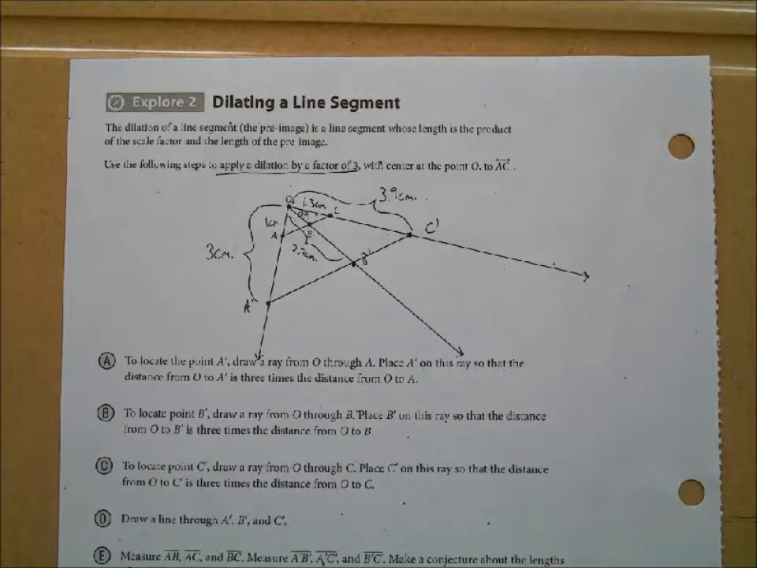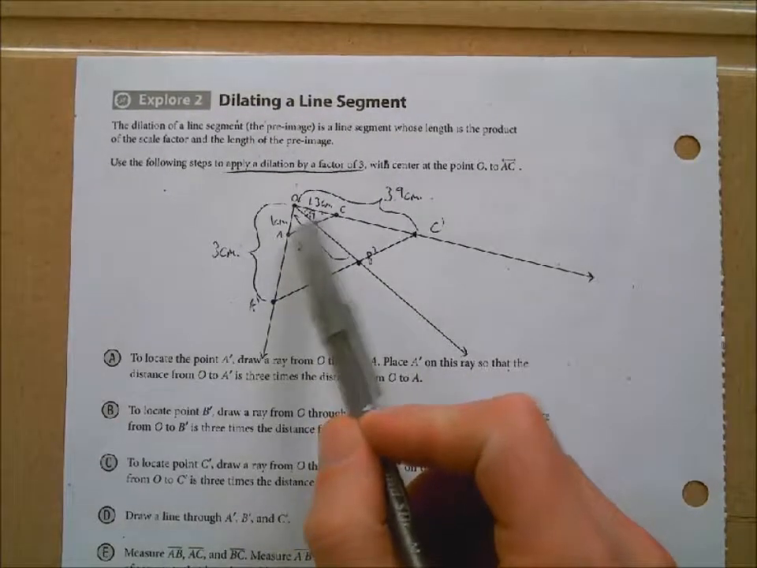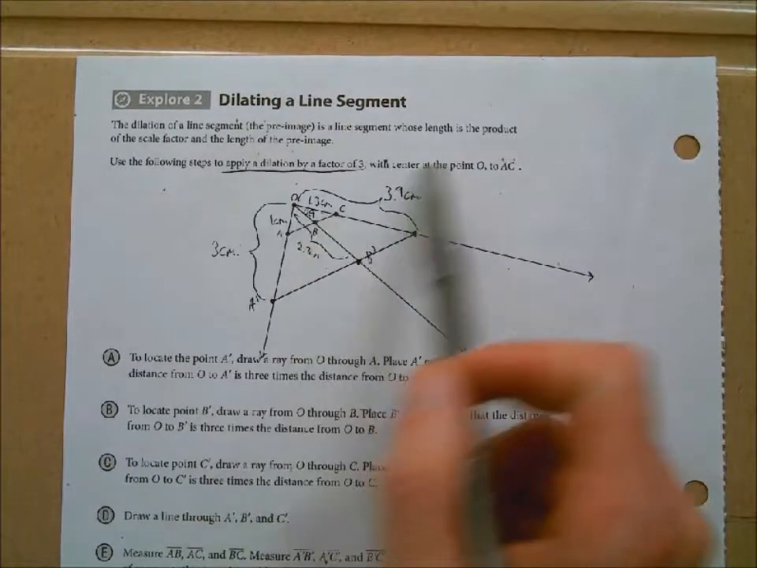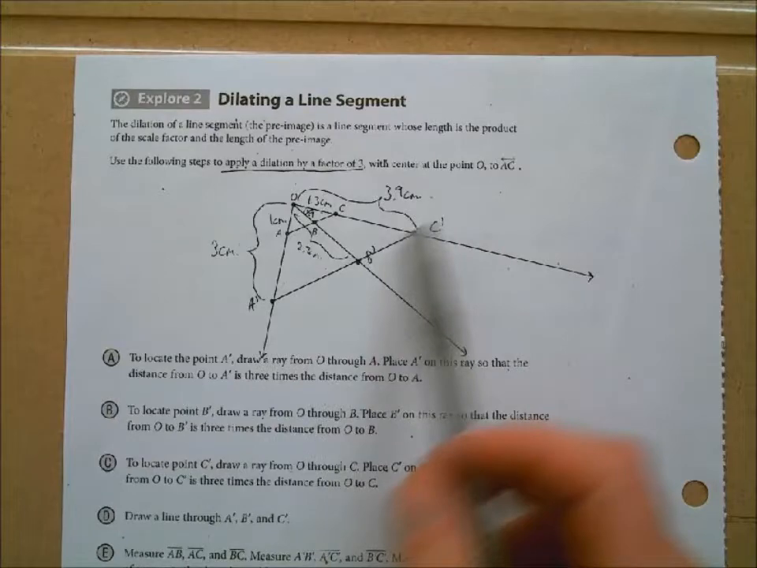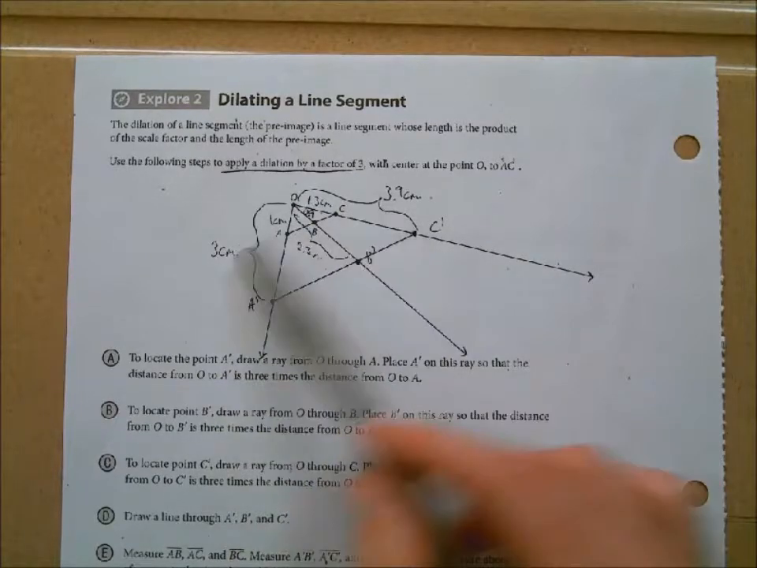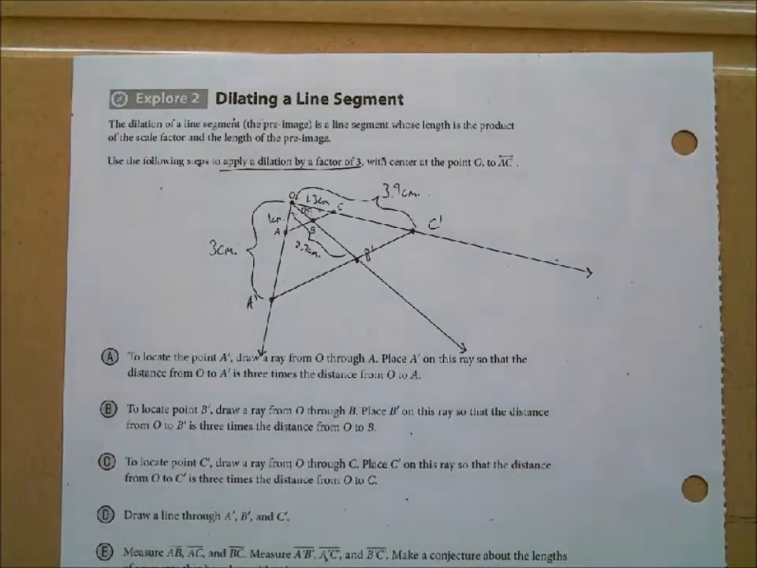If we were to extend AC so that it was a line, so if we were talking about line AC, if it extended forever in both directions, and if we were to talk about a line A prime C prime, how would those two lines relate to each other? What might we say would be true about those two lines? They'll be parallel. Exactly right.